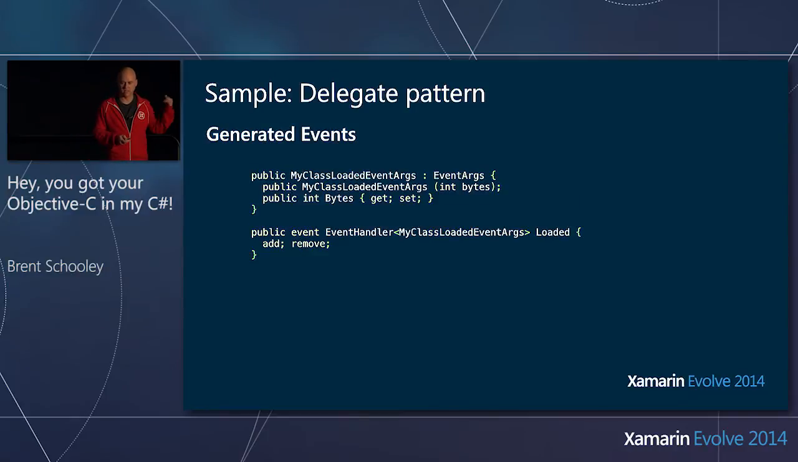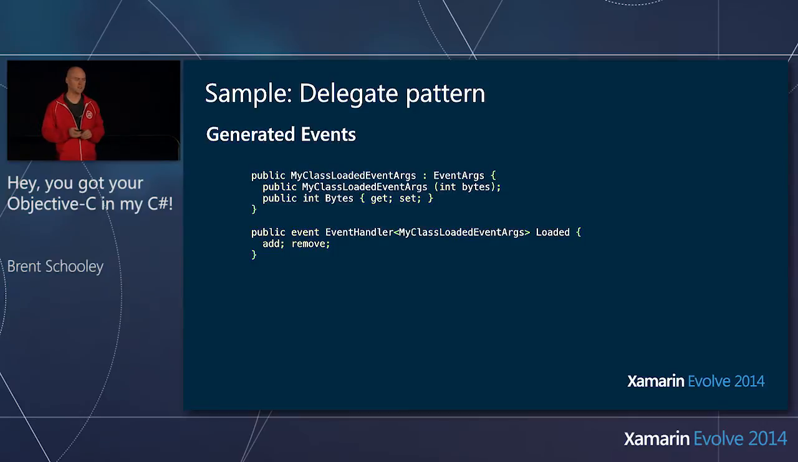So this is what ends up getting generated. We end up getting the event args generated for us. We end up getting the event handler generated for us. And that loaded event ends up on myClass. So it's a much better way of working with this, I think, than trying to follow the delegation pattern in iOS. And you'll see this a lot.